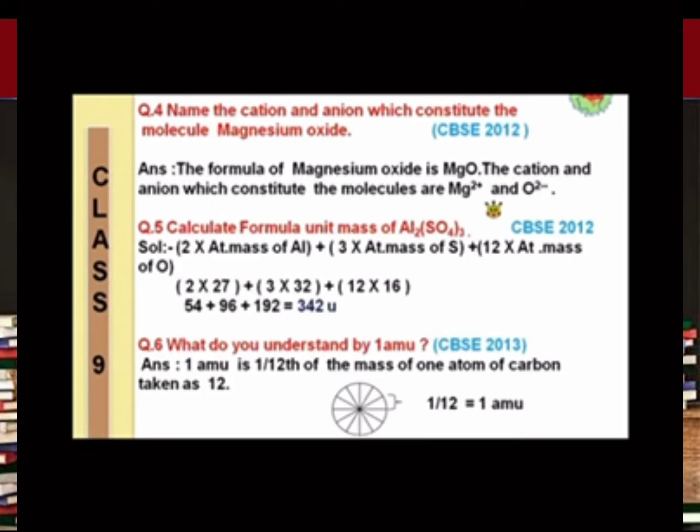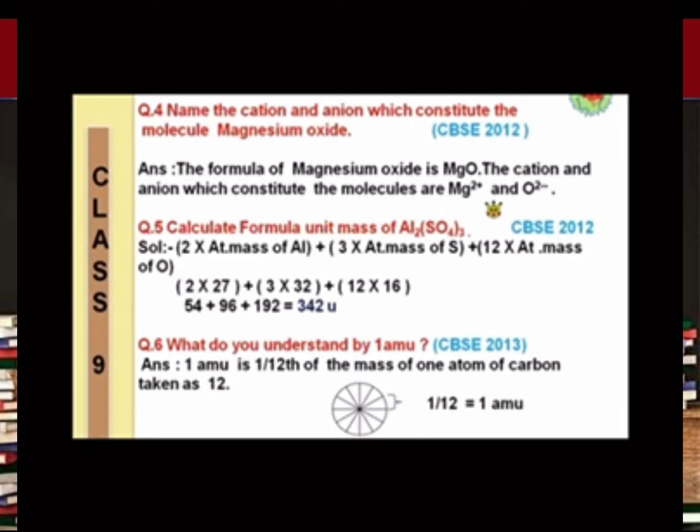Calculate the formula mass of Al2(SO4)3. Here the chemical formula is Al2(SO4)3. So 2 into atomic mass of aluminium plus 3 into atomic mass of sulfur plus 12 into atomic mass of oxygen. So 2 into 27 plus 3 into 32 plus 12 into 16. 342 U is the answer.